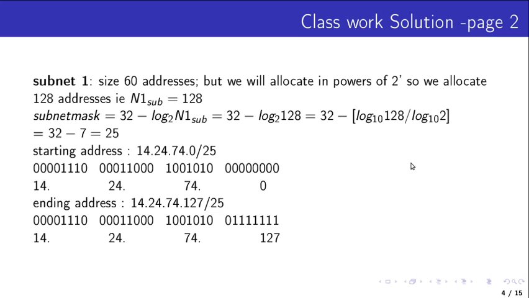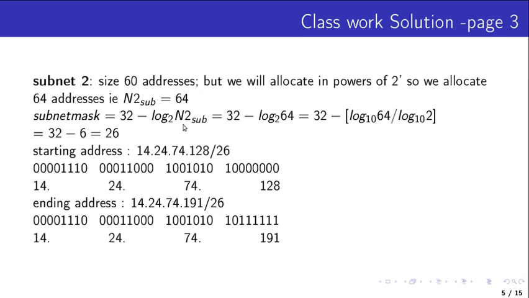The problem, I'll tell you, I just absent-mindedly made a mistake. TeX has no revert operation like Word does. So this is subnet 60. Size 60, we'll allocate as 64.